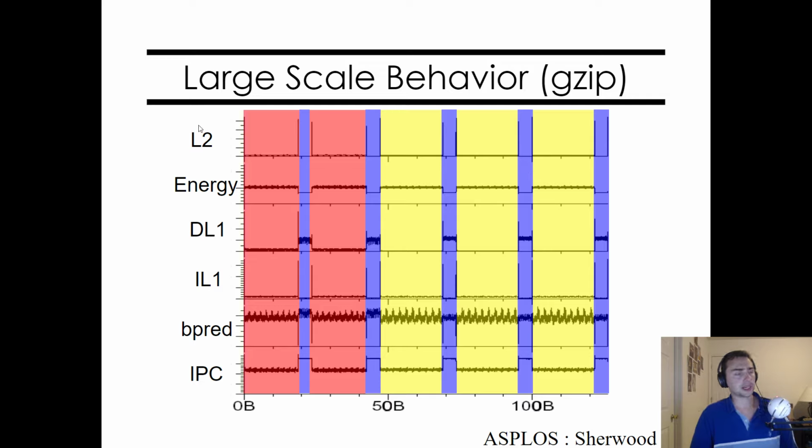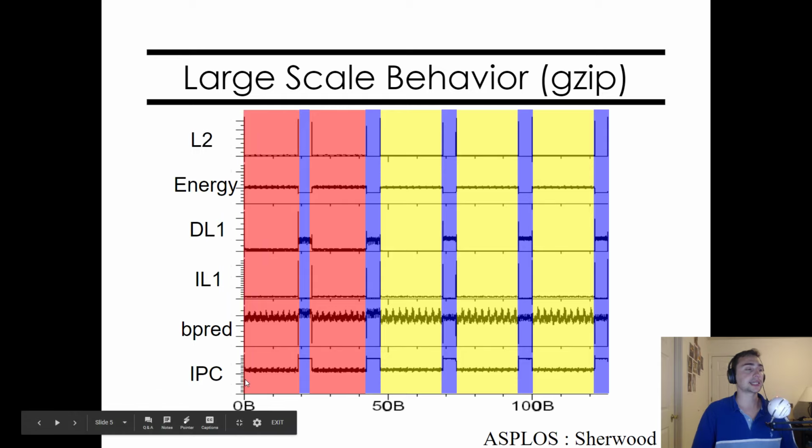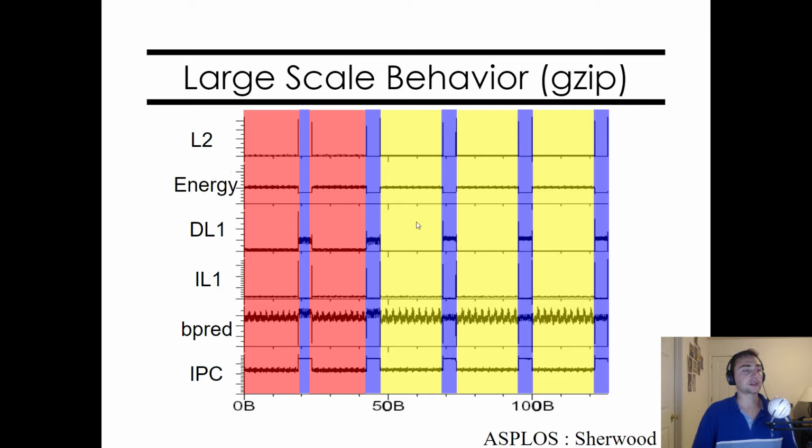What they're showing here is that for your L2 hit rate or miss rate, your energy, your branch prediction, so are you correctly predicting branches, and for things like IPC as well, you can see that over time you have these phases that repeat. So these red phases are all very similar, then these yellow phases are all very similar, and then these blue phases are all very similar. And these are across these different metrics.